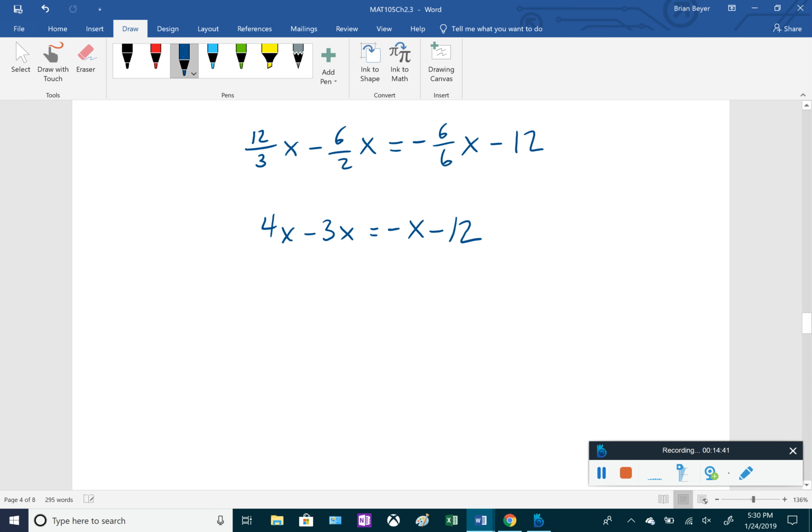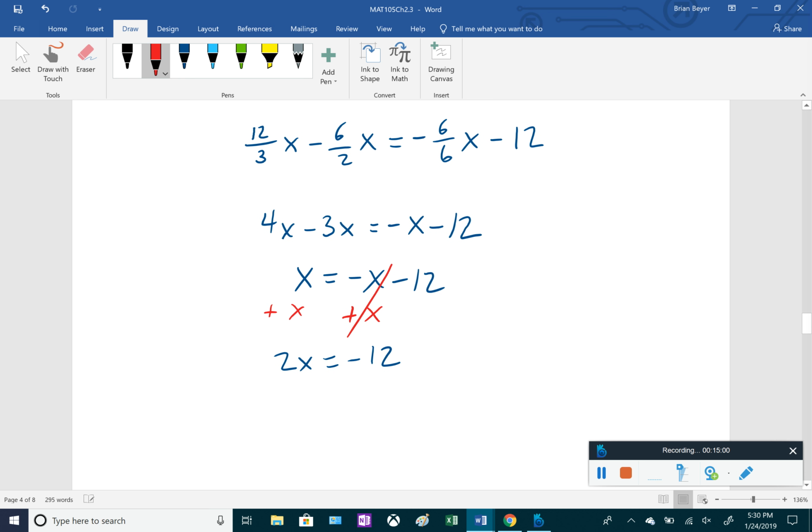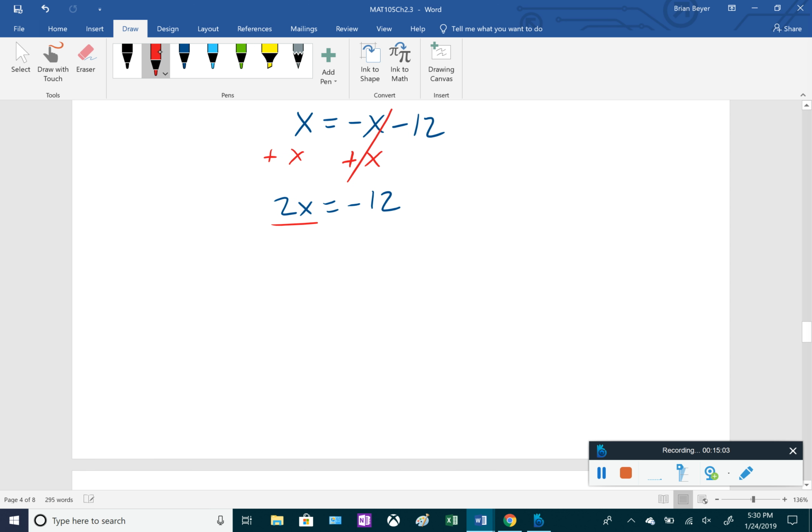Okay, so now to solve this, 4x minus 3x is just 1x. So x equals negative x minus 12. We need to get all the variables on one side, so let's add x to both sides. x plus x is 2x. 2x equals negative 12. Divide both sides by 2. So x equals negative 12 over 2, which is negative 6. As usual, you can go back and plug it in the original, make sure it works.